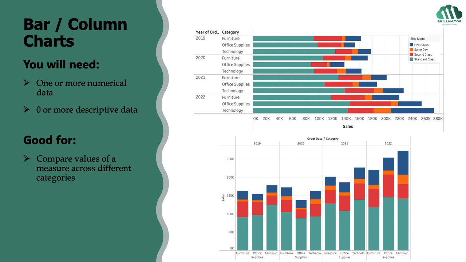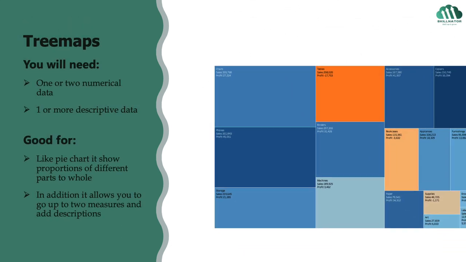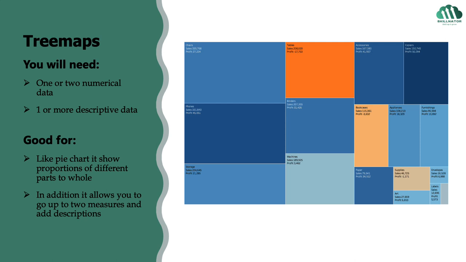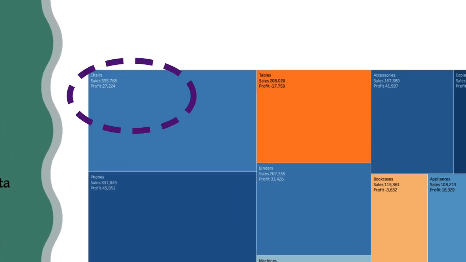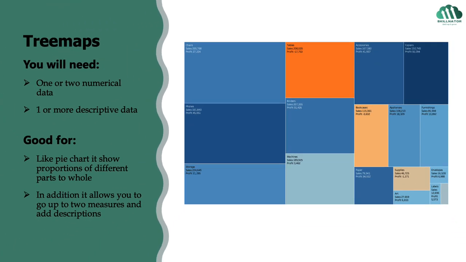These charts help in comparing the value of a particular measure across various dimensions. For example, this chart helps me in comparing sales of different categories for the last 4 years. Bar or column charts are very powerful as they can accommodate several dimensions and measures. Next, we have the tree maps. Like a pie chart, they show proportion of different parts to a whole. Besides, it provides you more real estate so you can add labels and descriptions to your portions. And it can also accommodate up to two measures, which isn't very easy with the pie chart.